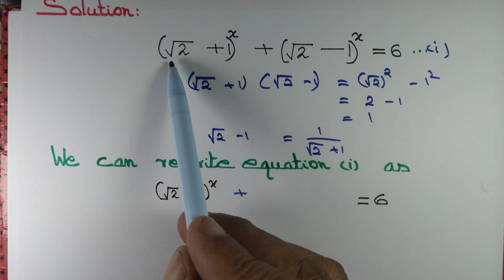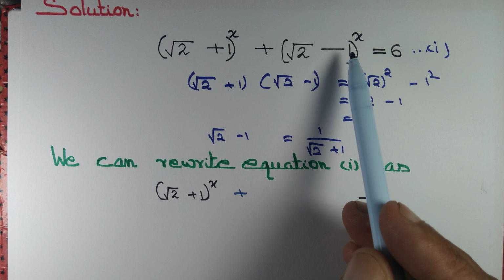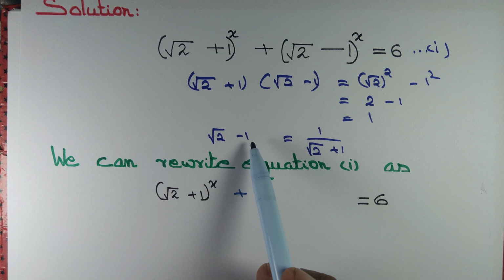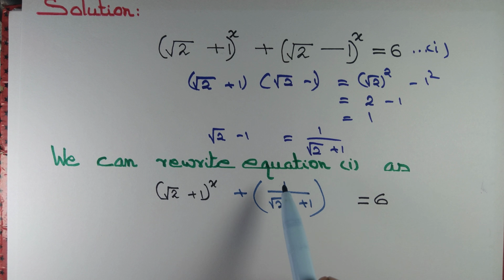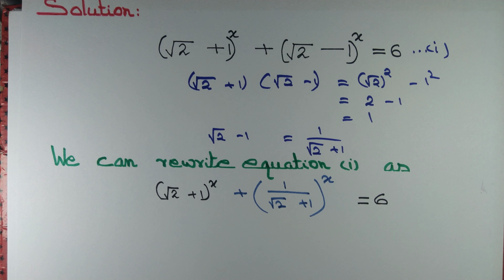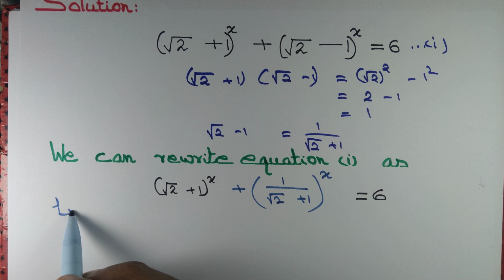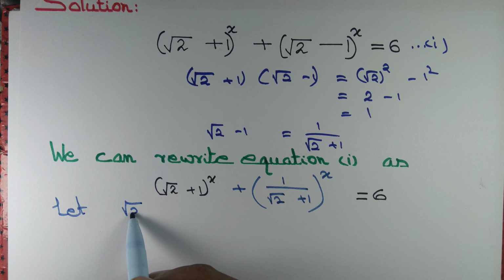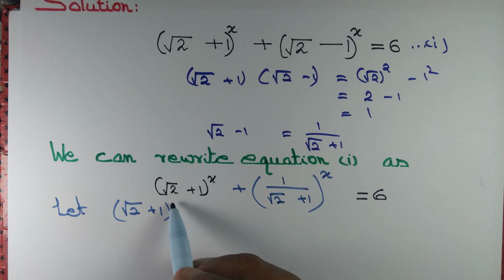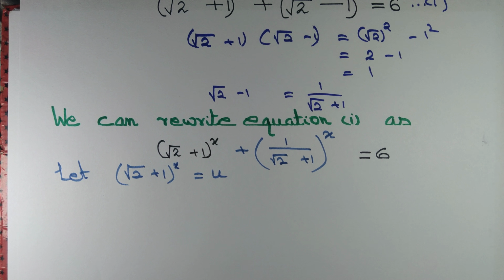in equation 1 we got (root 2 plus 1) to the power x, we copy as it is, (root 2 minus 1) to the power x. Instead of root 2 minus 1 we write 1 by root 2 plus 1, to the power x as it is. Now we got the same base, (root 2 plus 1) to the power x and (1 by root 2 plus 1) to the power x. Let (root 2 plus 1) to the power x be equal to u. So that will just simplify the given expression.